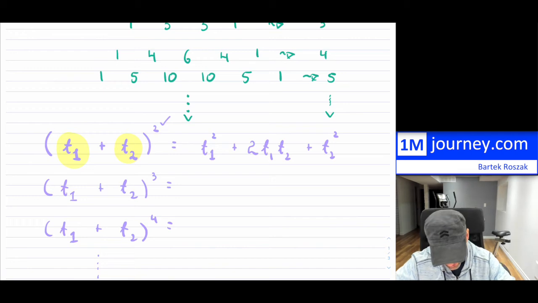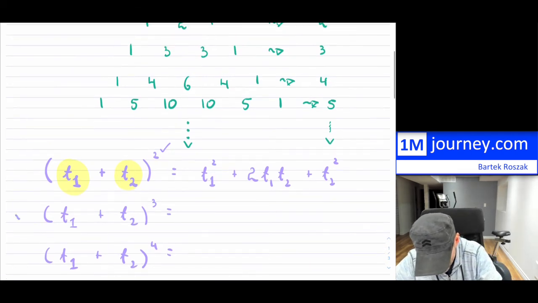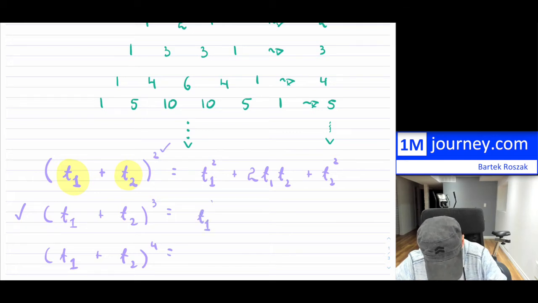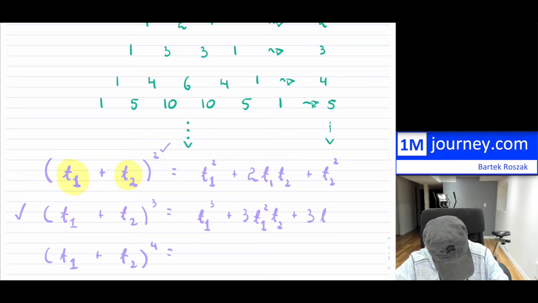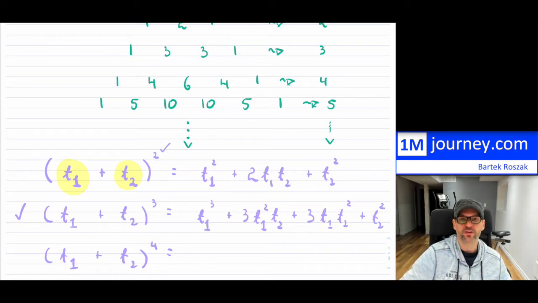So for example, for this one right here, if you worked this out, what you would have gotten is term 1, which now would have been cubed, plus you would have had 3 times term 1 squared times term 2 plus 3 times term 1, and now term 2 would have been squared, plus finally you would have gotten term 2 cubed. So that's how you would have expanded it.